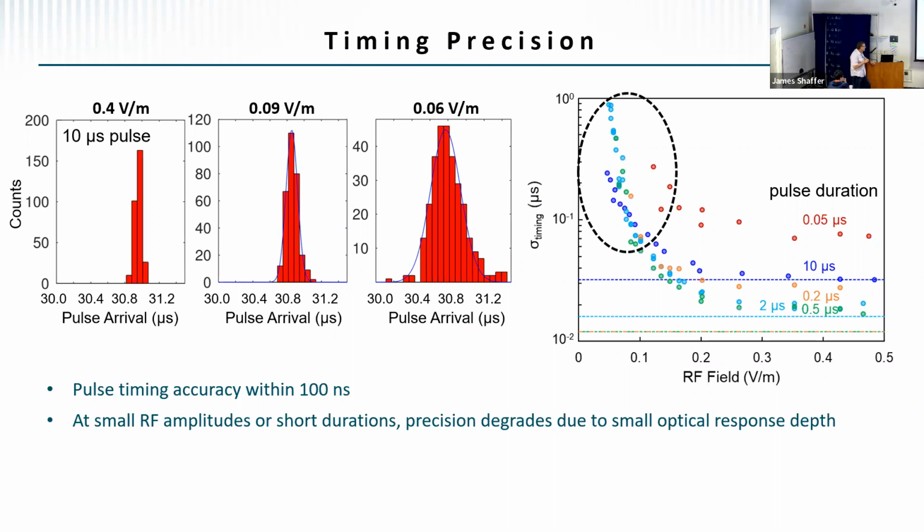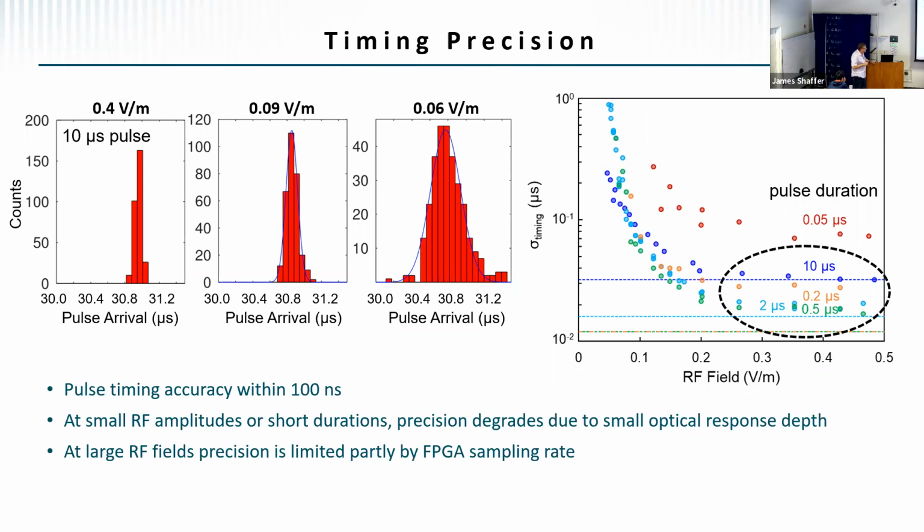You can see that with small RF amplitudes or short pulses, you get less precision timing, as you'd expect. That's just because of the signal to noise ratio. But at larger fields, we're mostly limited by the FPGA that we used and the sampling rate across the pulse. So these are just distributions of pulses at different field amplitudes to show what the error in the timing is due to the noise.